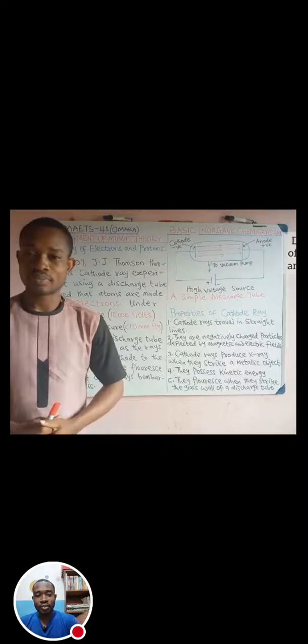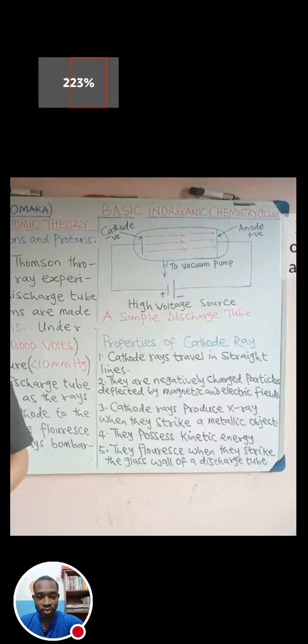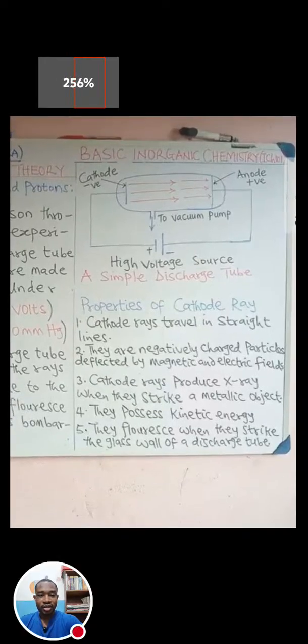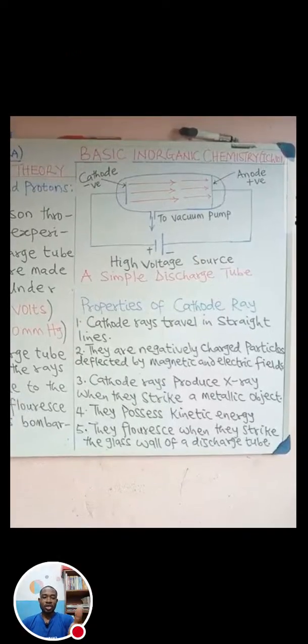And how did he go about it? You have the simple discharge tube shown on the board here. You can see the discharge tube that is showing there. Air is being evacuated so that this experiment can work. You have a gas inside the discharge tube. The gas is ionized.